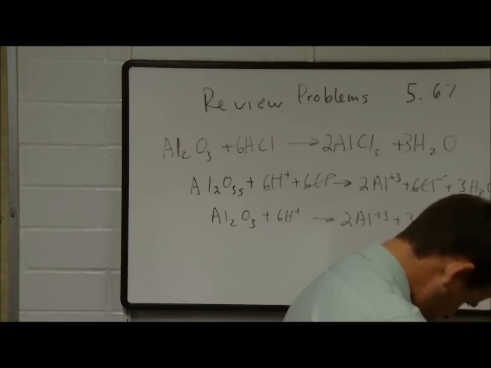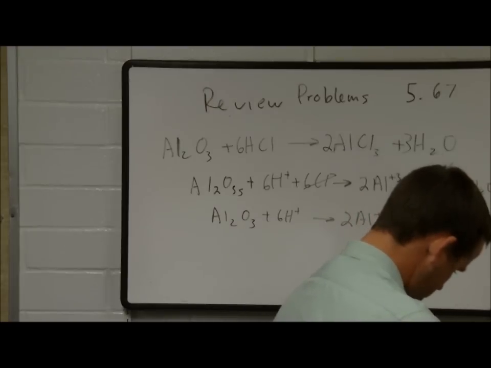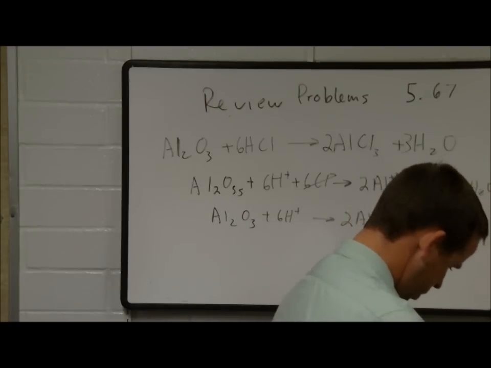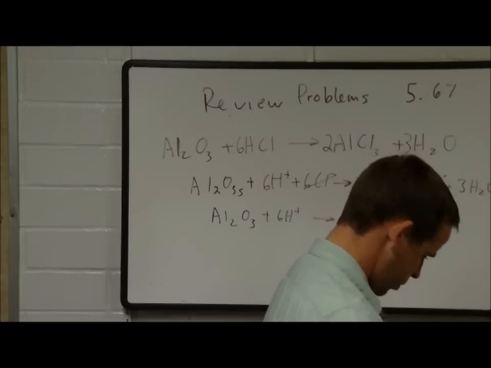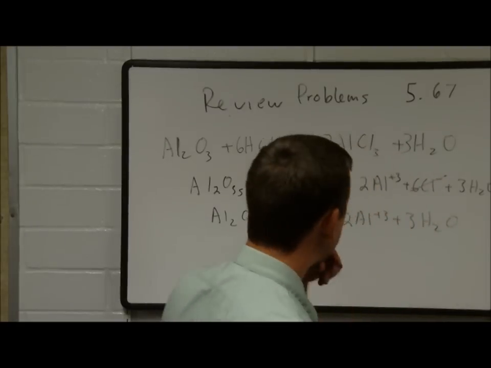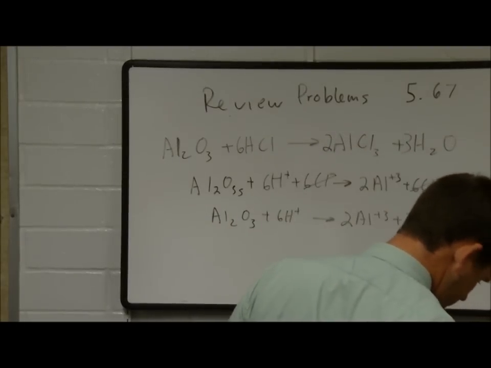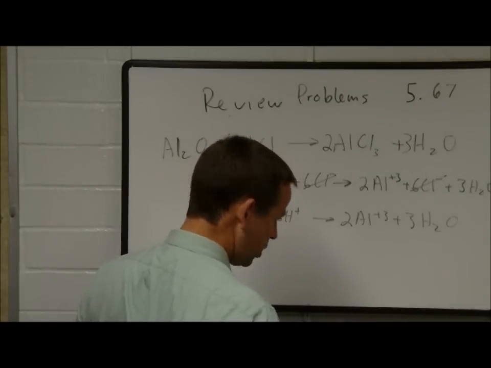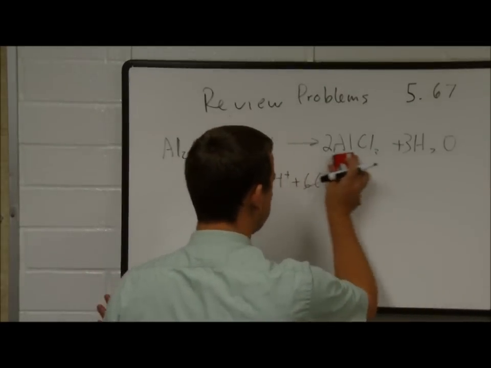B. Aluminum oxide, 6 protons, 3 aluminum ions, or 2 aluminum ions, and 3 waters. Okay, great. All right. 567, part C. Zinc hydroxide and sulfuric acid, H2SO4.